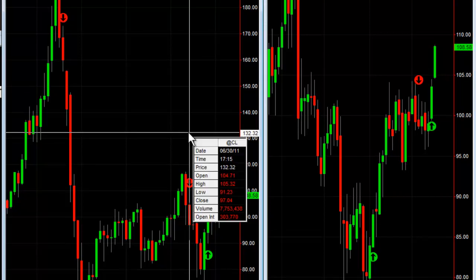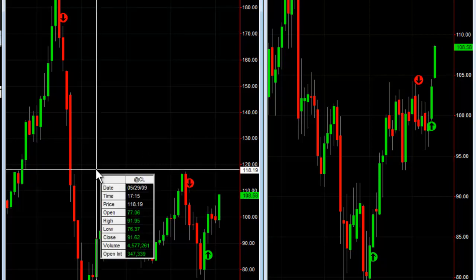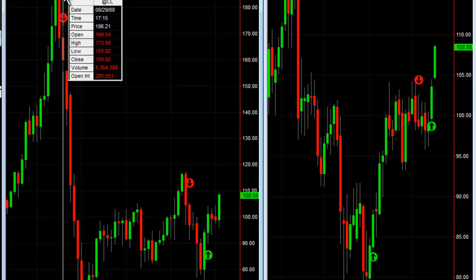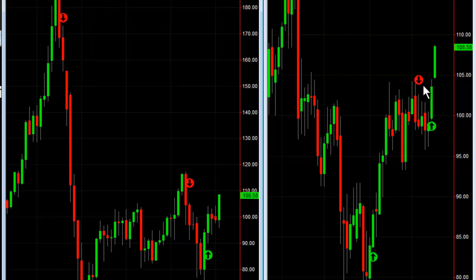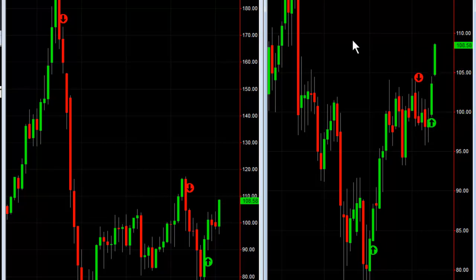It turned down in July 2011. It turned back up in May 09. It had caught this huge move down back at the end of August 08. And then you can see these various signals here on the long-term trend. Long-term trend up in October, went back down in January of 2012, and now it's back up. So that's crude oil.